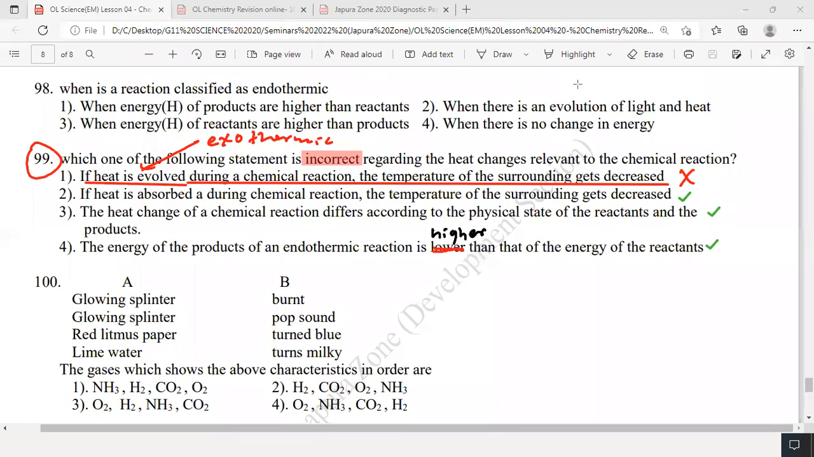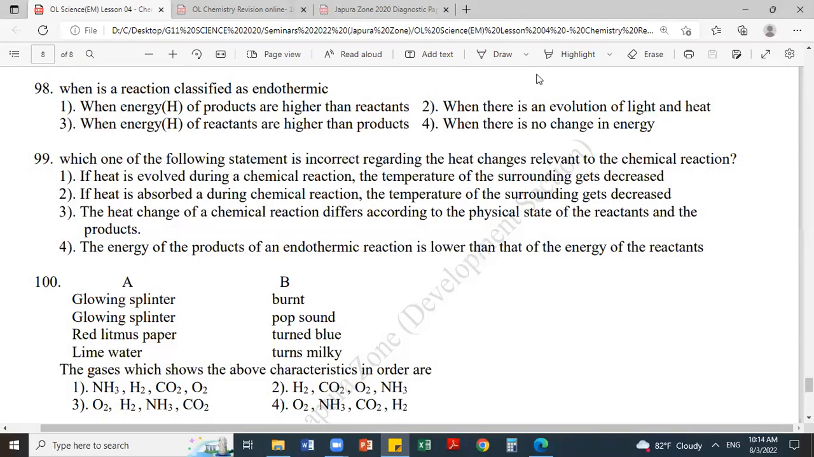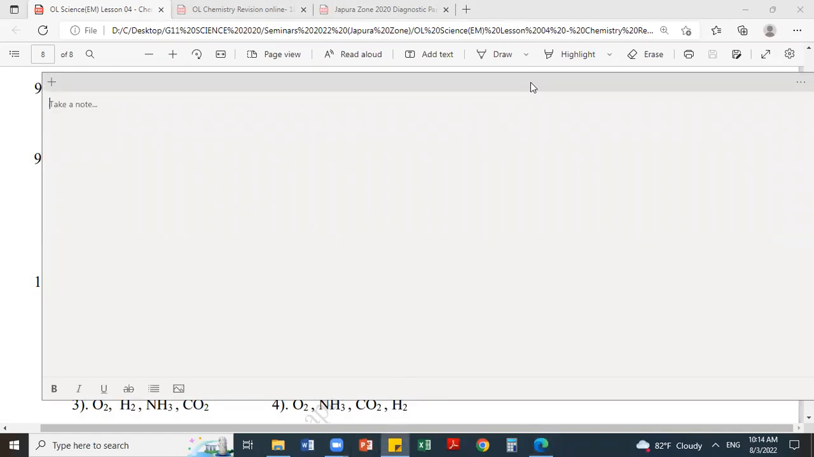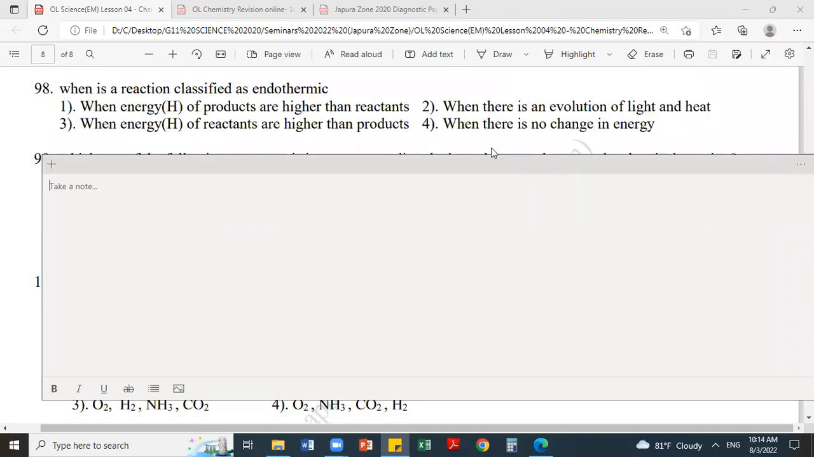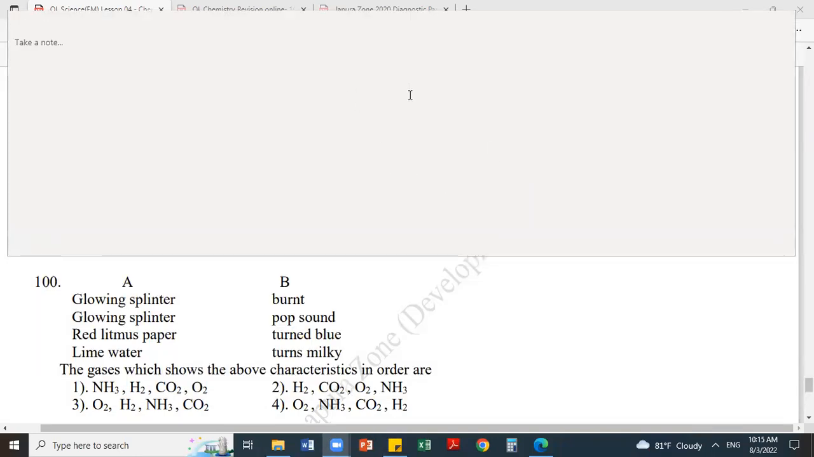Then 100, the last MCQ. Any volunteers who can give me the answer? That is from grade 10 gases, gas preparation and identification. Yes, any volunteers? Last MCQ, 100. Raveen gave the answer, Vilana gave, Tulini gave, Anutmi gave the answer. What about the others? Hurry up.